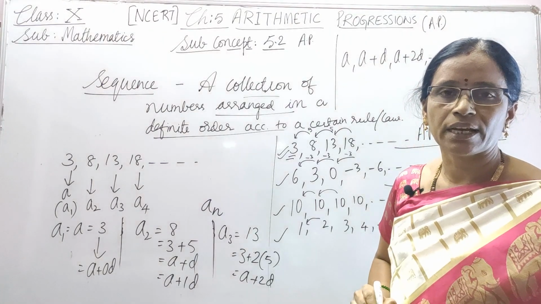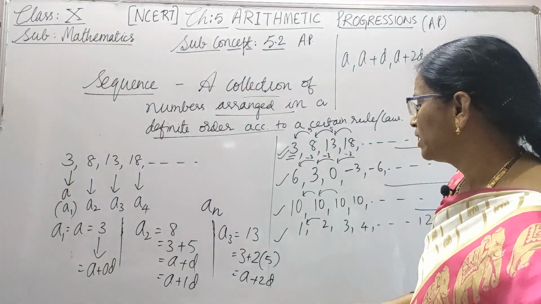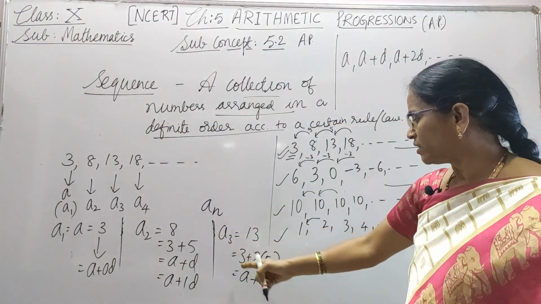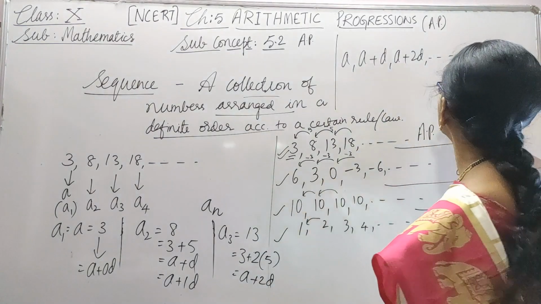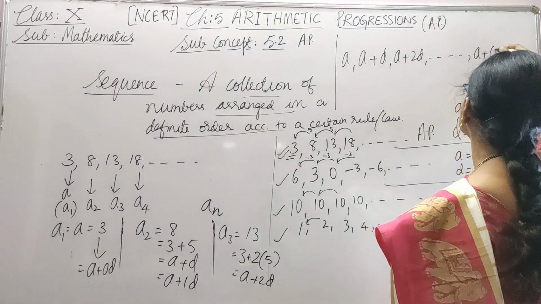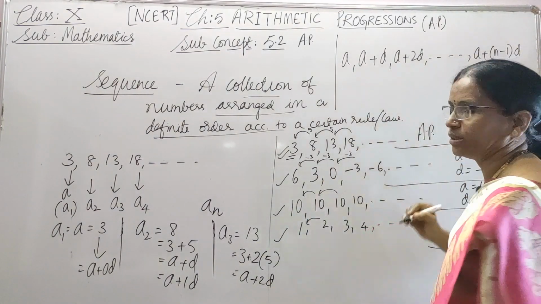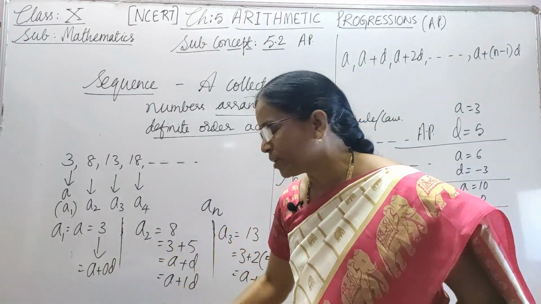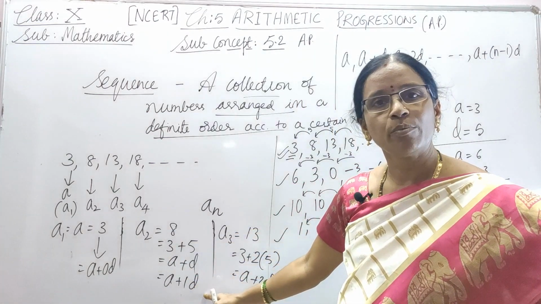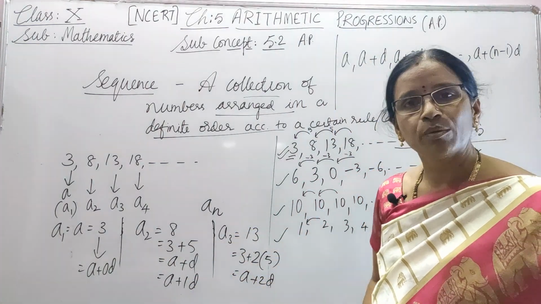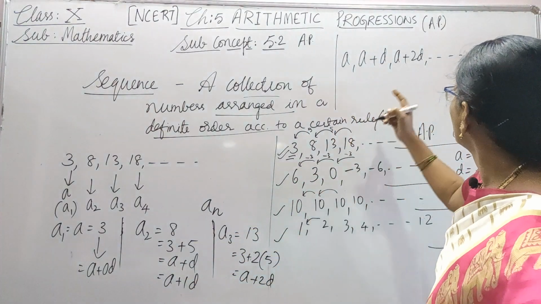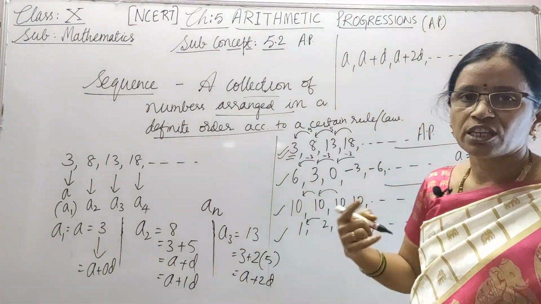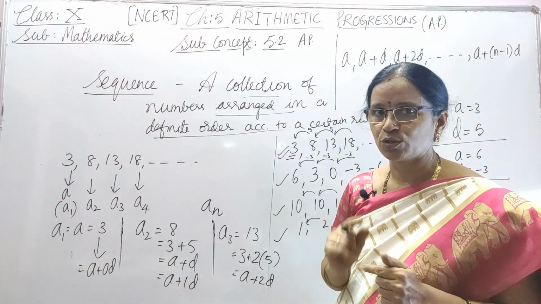A plus 2D, etc. And what will be the last term? If A3 is A plus 2D, then the nth term will be A plus n minus 1 into D. Once again I will explain. The first term is A, that is A plus 0D. Second term is A plus 1D. Third term is A plus 2D. Therefore, nth term will be A plus n minus 1 into D. One less we should take.